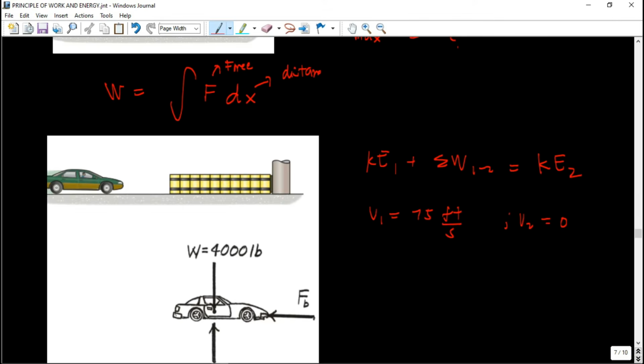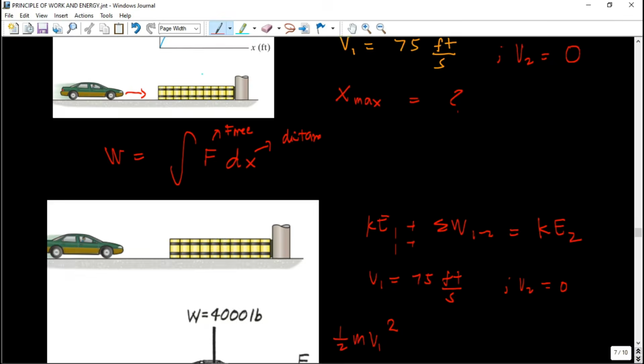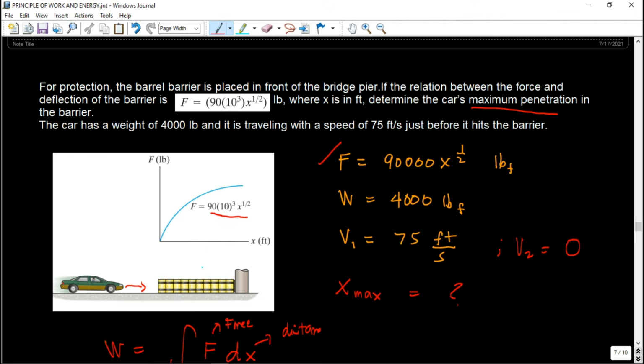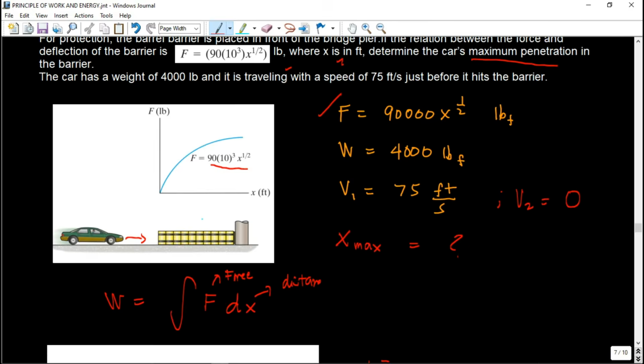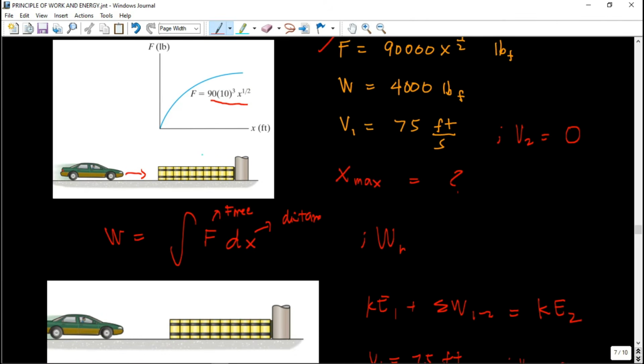Okay, so we have here KE1, that is 1/2 m v sub 1 squared. And we have here the summation of work. So dito guys, yung forces lang that is acting on the x-axis is the force of the barrier. The force and deflection of the barrier is 90,000 x raised to 1/2. So we can actually express that work done by the barrier.